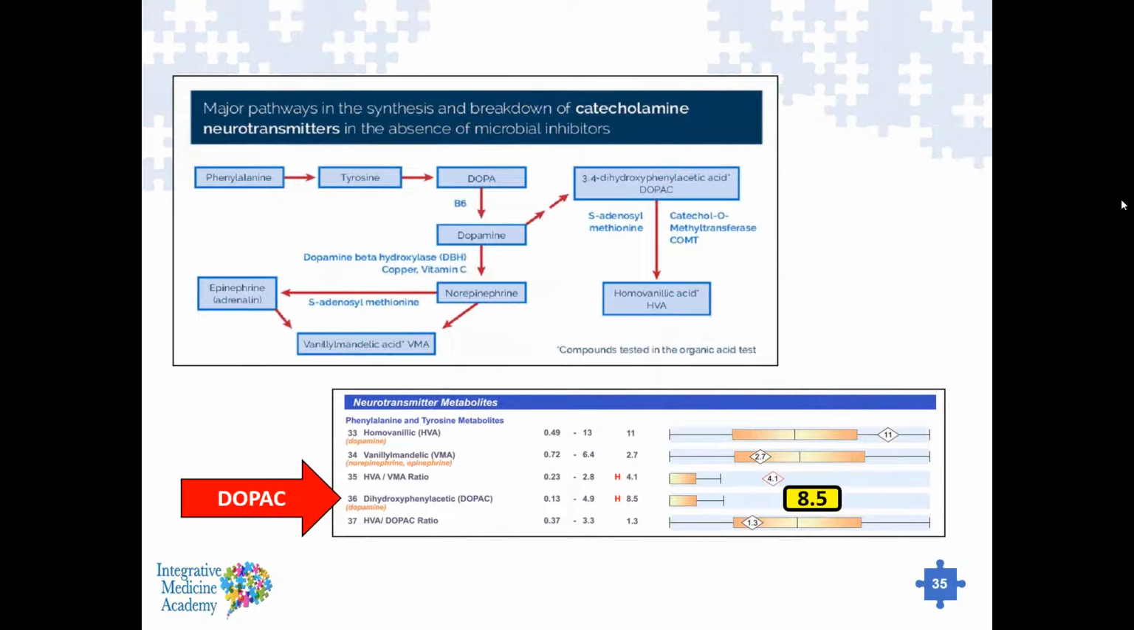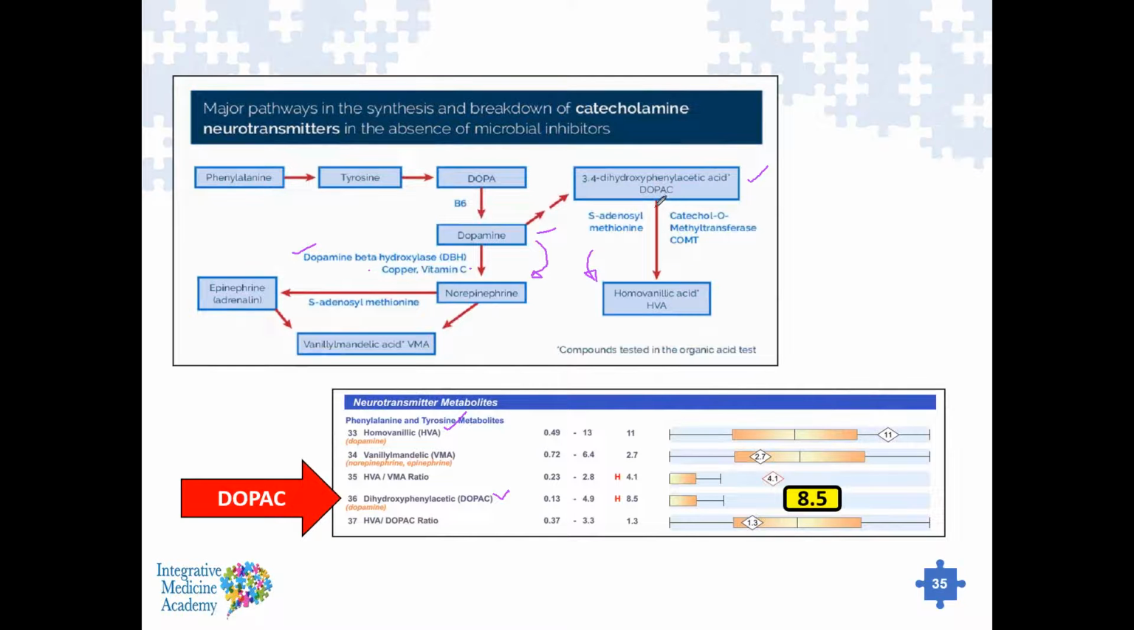So we know that dopamine gets converted to norepinephrine by the dopamine beta hydroxylase enzyme, and that enzyme is dependent on a good amount of copper as well as vitamin C. DOPAC is this go-between. It's a metabolite of dopamine that eventually becomes homovanillic acid. Homovanillic acid can be measured on the OAT, as well as DOPAC.